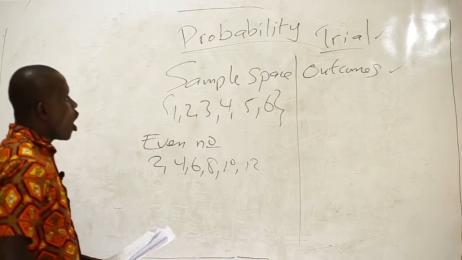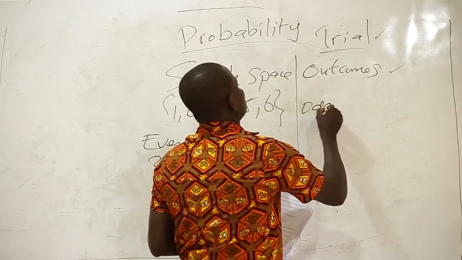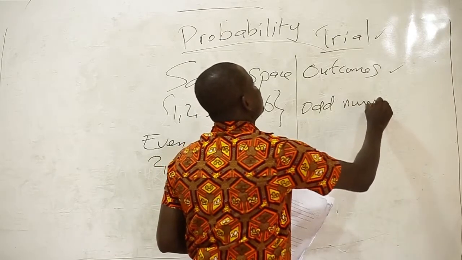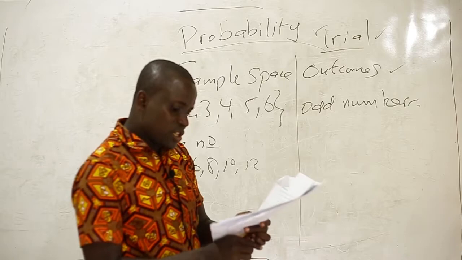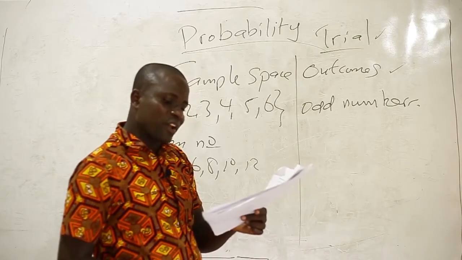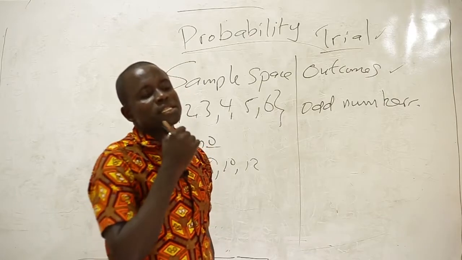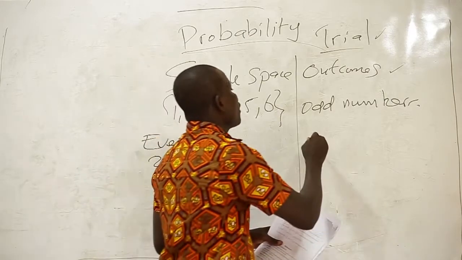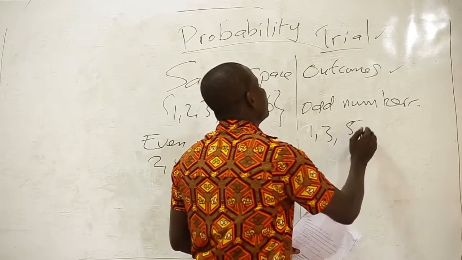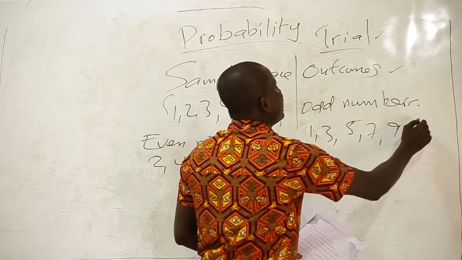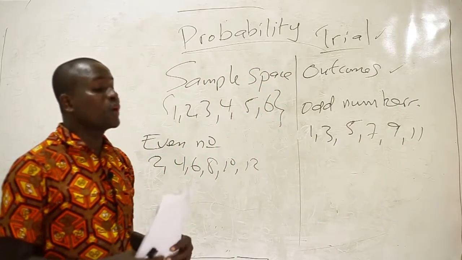Then we talk of odd numbers. What are odd numbers? It says odd numbers are numbers that leave a remainder of 1 when divided by 2. So what are odd numbers? We have 1, 3, 5, 7, 9, 11, and so on and so forth. That is when you divide that number by 2, you get a remainder of 1.